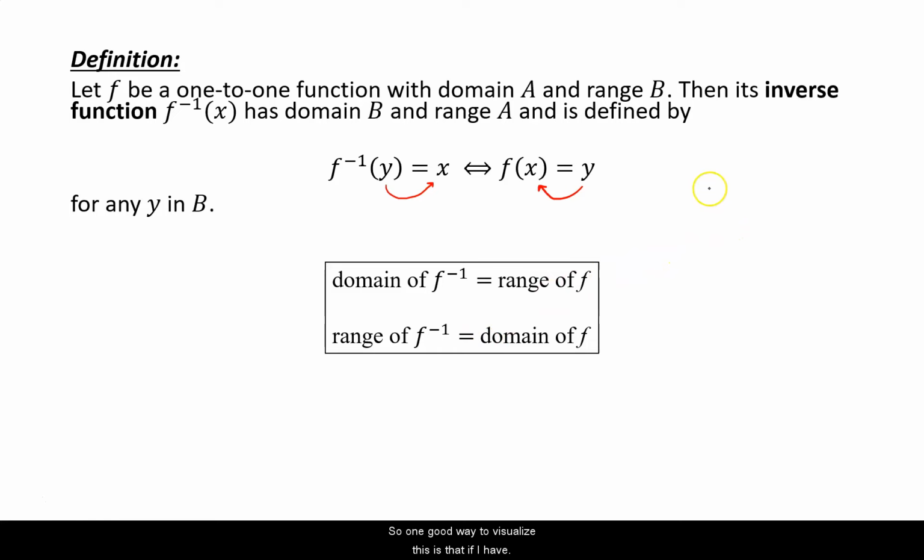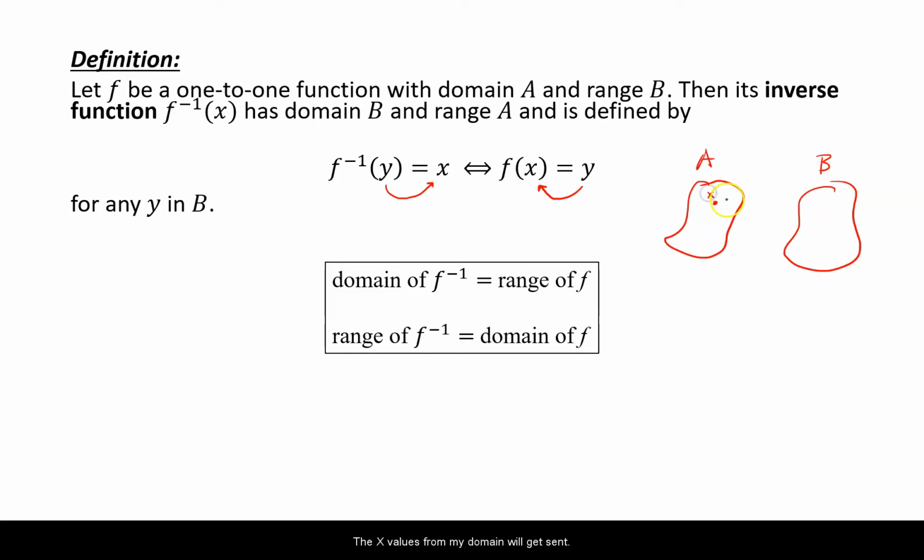One good way to visualize this is that if I have, say, my domain A and my range B, the x values from my domain will get sent to some y value here in my range under the function f. So the inverse function will reverse the direction there, so that the input value of y gets sent back to x, and we can see now that the output values here become the input values for the inverse function.